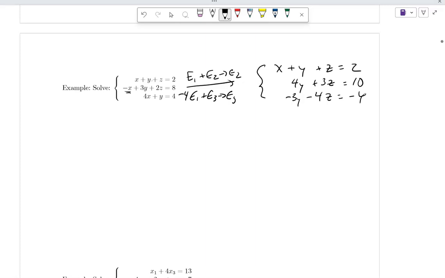Good. So we'll have negative 4y plus the y gives us negative 3y. Negative 4z plus 0 gives us the negative 4z. Negative 8 plus 4 gives us negative 4. So far, so good?